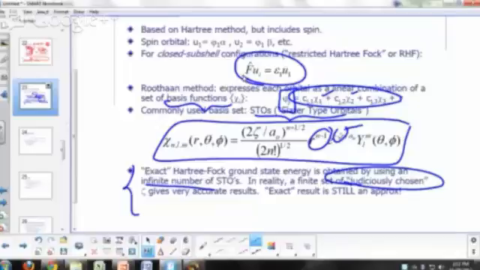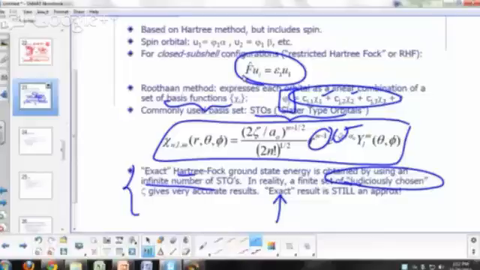Now, when we say we have the exact solution with the Hartree Fock method, you have to realize that that exact result is still an approximation, because fundamentally there's still a problem with the way we wrote the function. We're still writing it as a product of spin orbitals, rather than taking into account fully the electron-electron repulsion term.